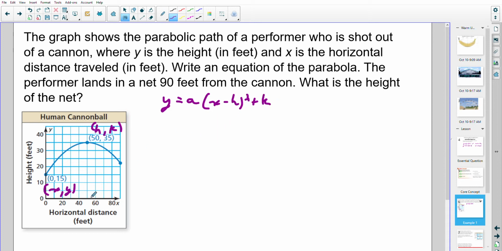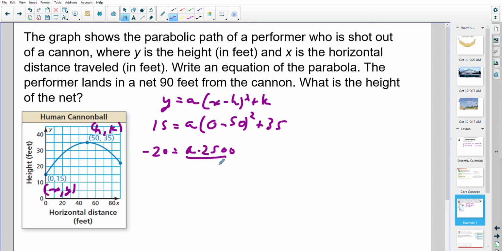And then I'm just going to substitute numbers in. So 15 is y, a is what I'm trying to find, x is 0, h up here is 50, and your k is 35. So the first thing I'm going to do is subtract 35. So you get negative 20 equals a times 2500. Dividing both sides by 2500, and a comes out to be negative 1 over 125.